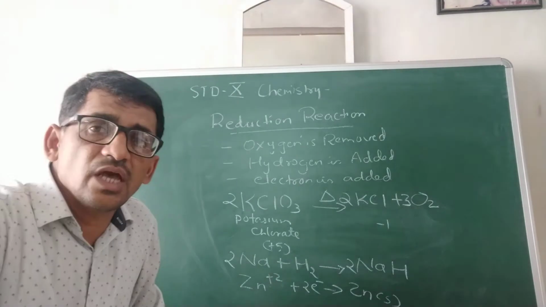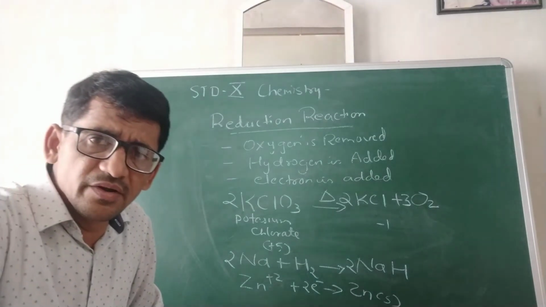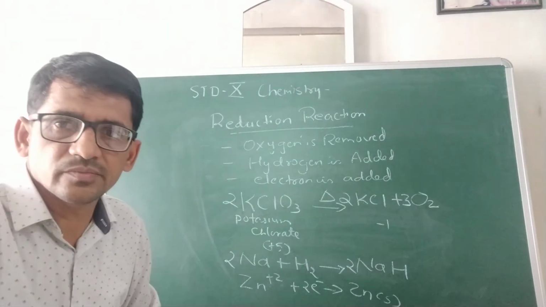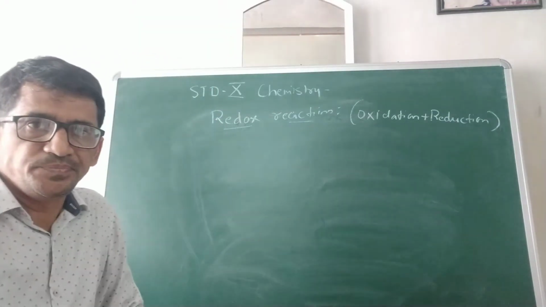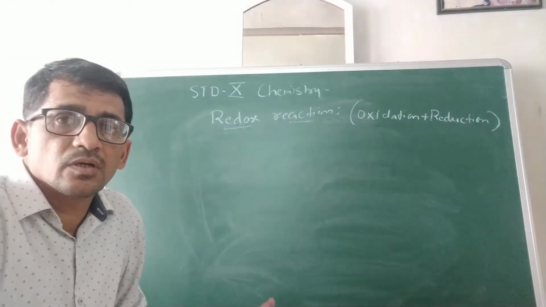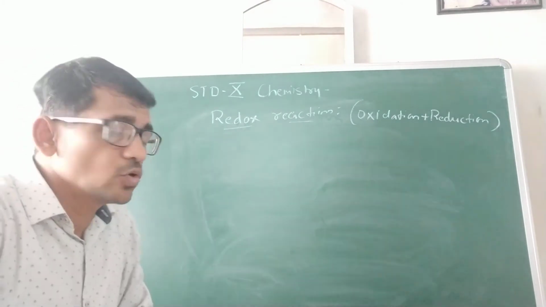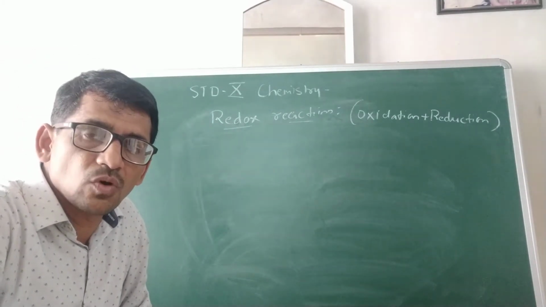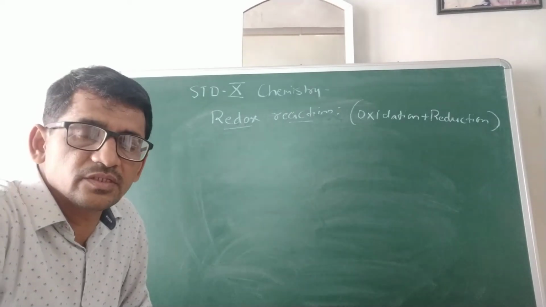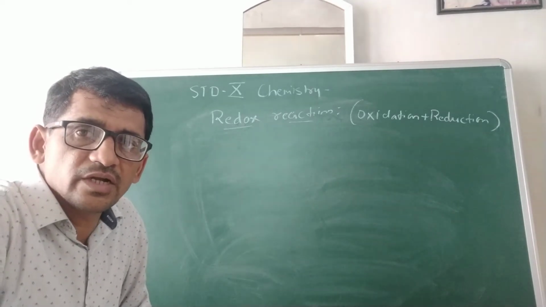Now we will discuss the combined reaction, that is, the redox reaction. Okay. A redox reaction is comprised of two things, oxidation and reduction, or reduction and oxidation. This type of reaction is known as a redox reaction.